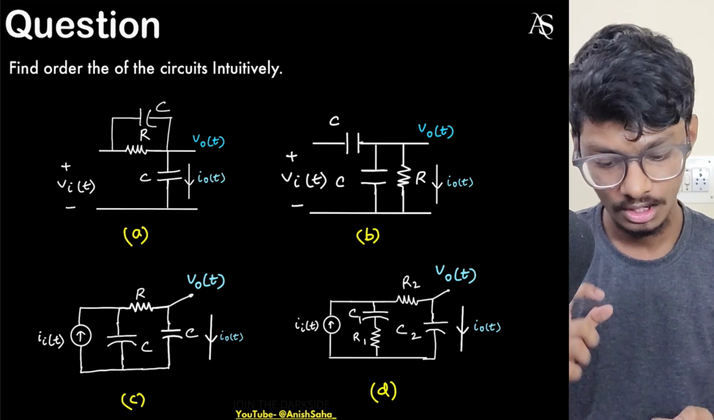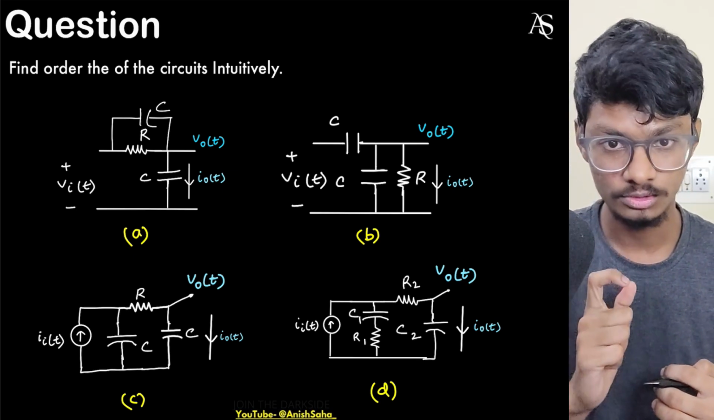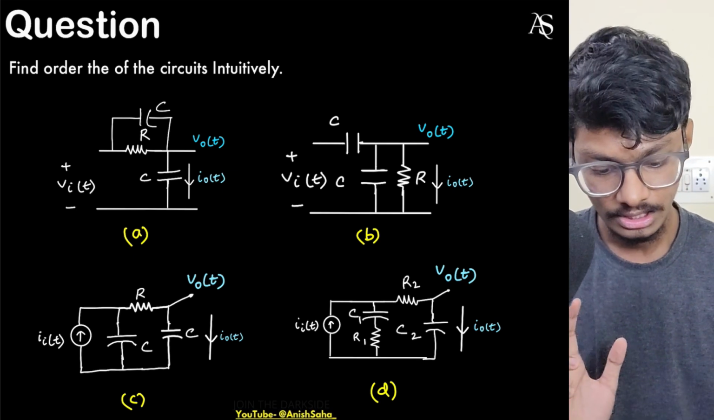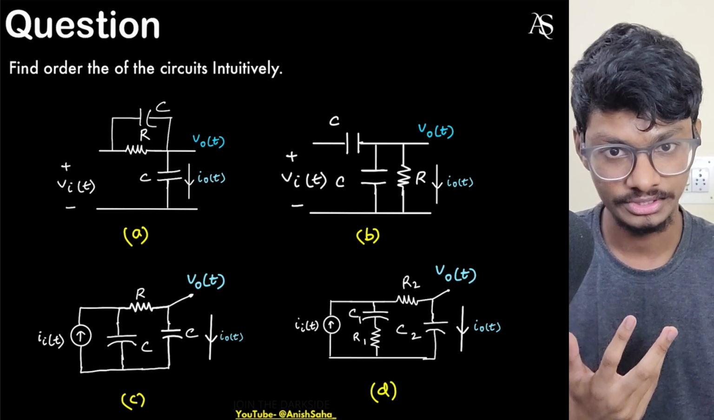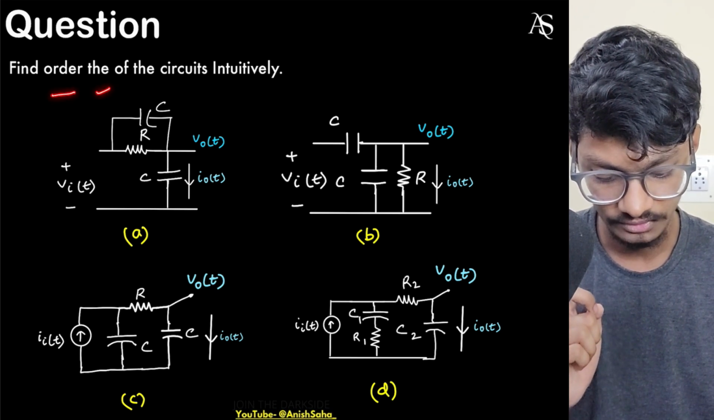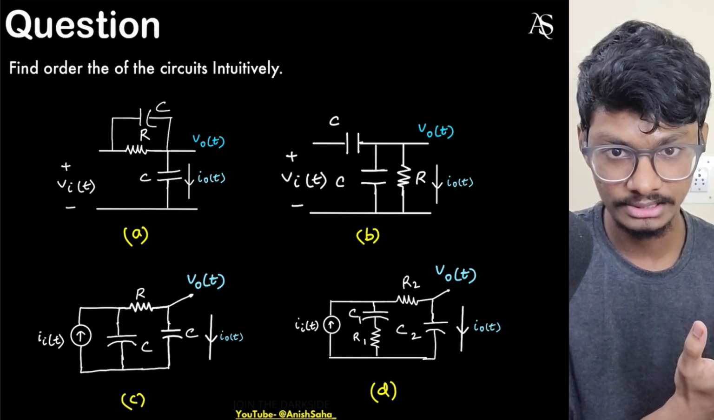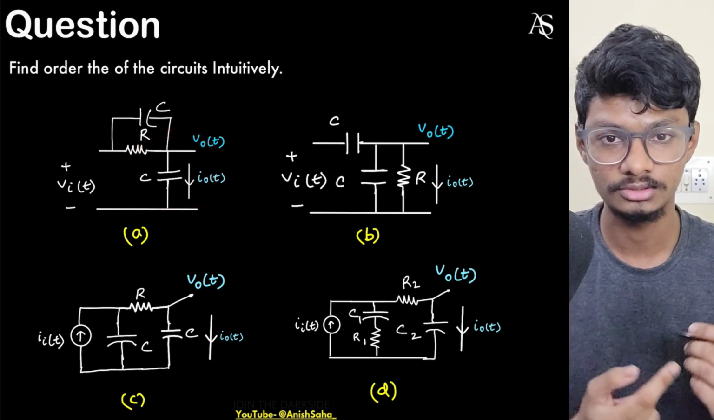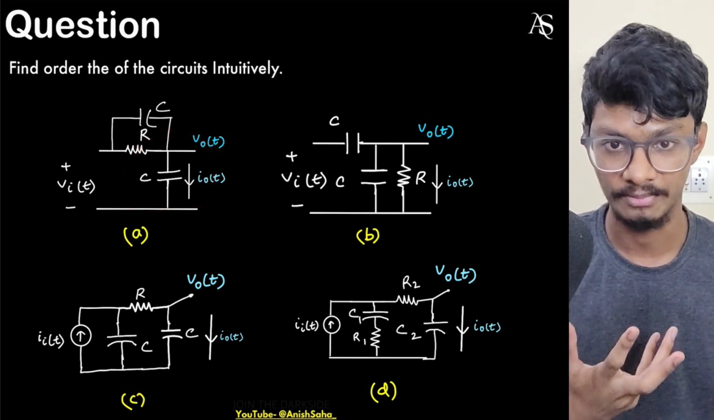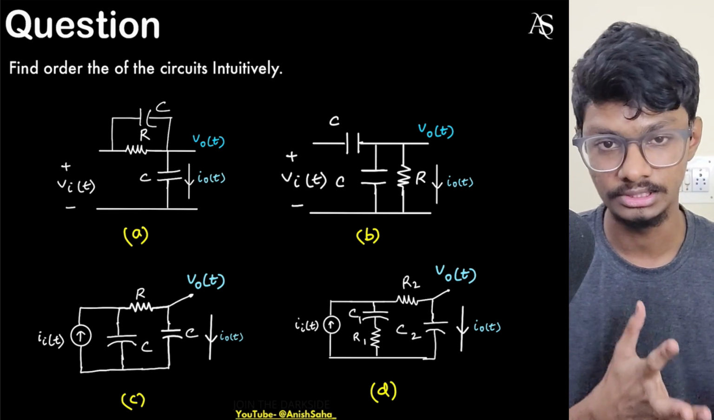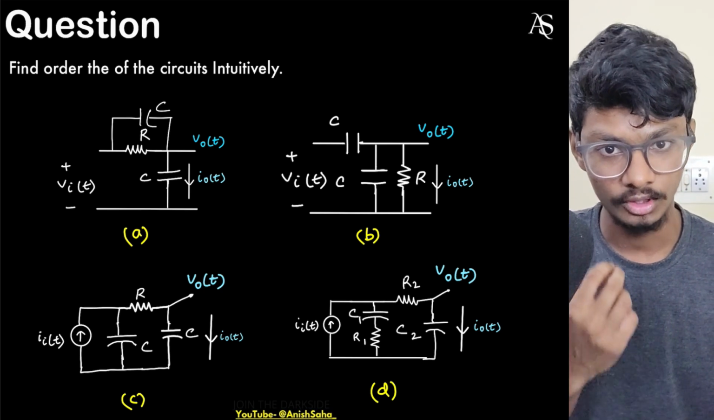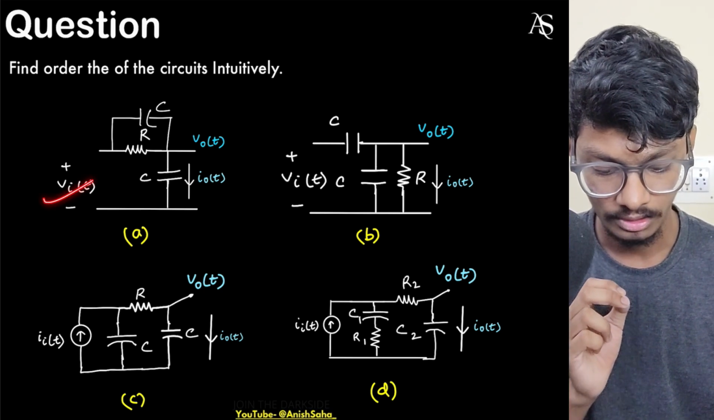So in this video we will try to solve the most asked questions in interviews, right? So, what is the question? The question is, find the order of the circuits intuitively. So without directly going into the Laplace transform and then writing in terms of voltage division. Without doing that, can I compute the order of the circuit?